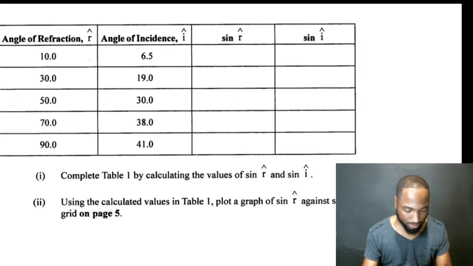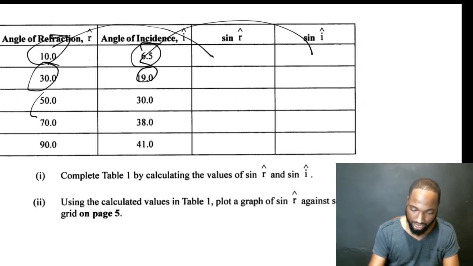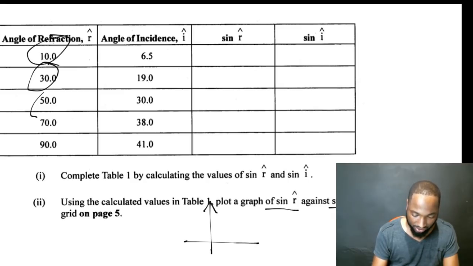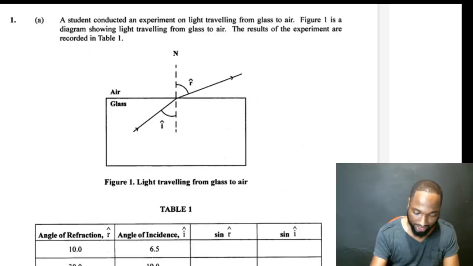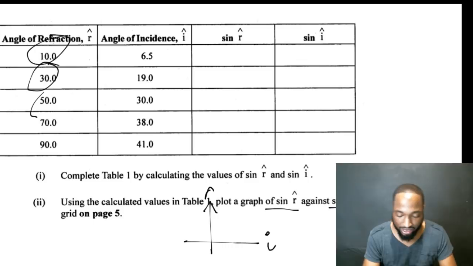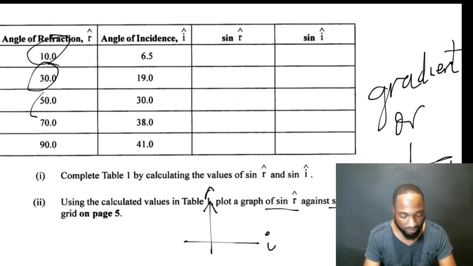So then they ask you to complete the table here. So you know how to do that? You just take your calculator and find the sine of this, sine of that, putting them things there. And you draw the graph of sine R. The only trick in this one was sine R against sine I. So if you wanted to find the refractive index, it depends on which refractive index you want to find. You just need to know whether you're finding air to glass or glass to air. And it would be equal to the gradient or 1 over the gradient, depending on which refractive index they want you to find.